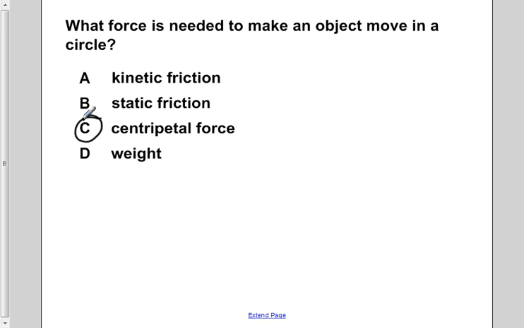So our answer again is C. The centripetal force is the force needed to make an object move in a circle.